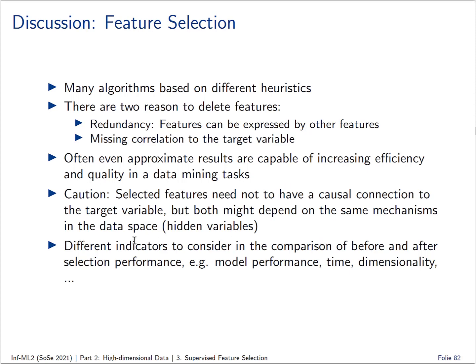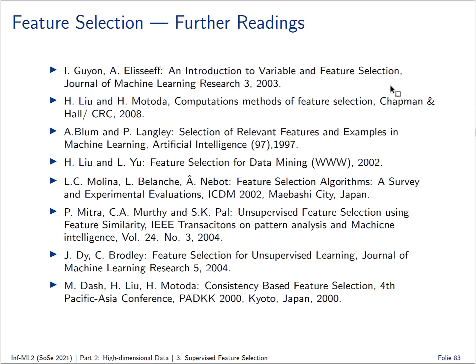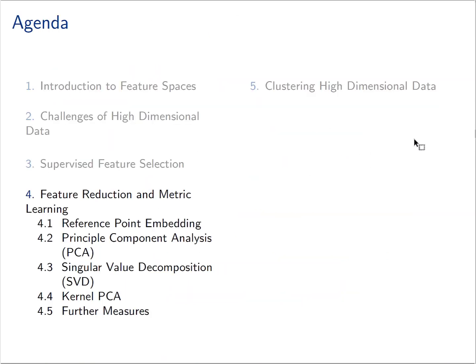And of course, different indicators are to be considered in comparing the performance before and after the selection. This is just one step in the whole process, and the selection of the method needs to be optimized too, meaning that you have to play around a little bit, not only with the different learning algorithms, but also with the different feature selection algorithms. That is the point where we stop this week. Further readings are listed here if you want to dig deeper. And next week, we'll talk about feature reduction and metric learning.